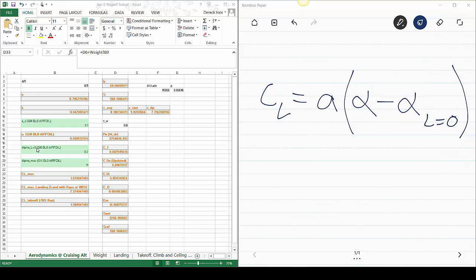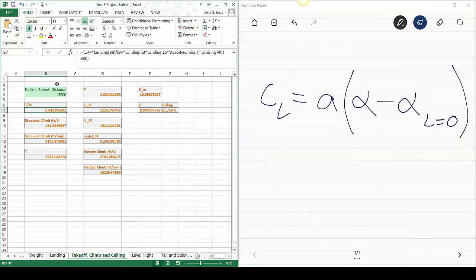After we finish the airfoil data, we can continue on to determine what engine we're going to need on our airplane. This can be determined by the amount of thrust we'll require to get our plane off the ground in the desired runway distance. We'll start over in the takeoff worksheet with our desired runway length. As you can see here, mine is noted in green at 3,000 feet. From here, we'll use an equation to determine our thrust to weight ratio, which is going to be noted as T over W, as you can see here in B6.